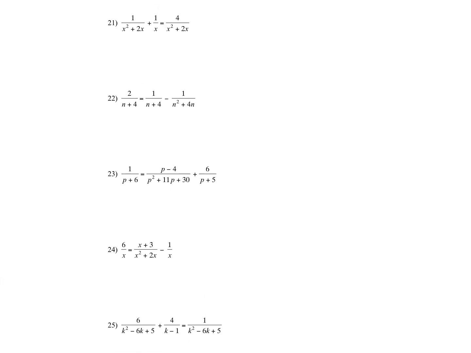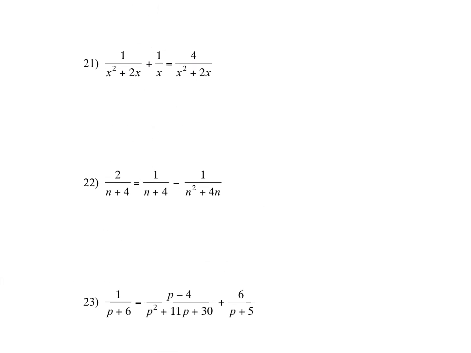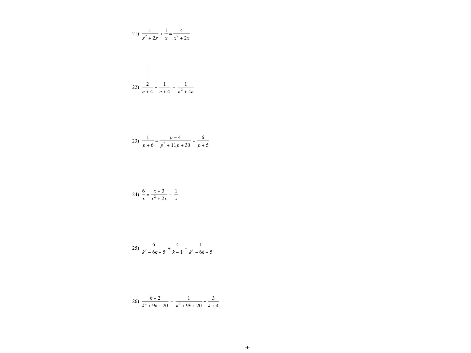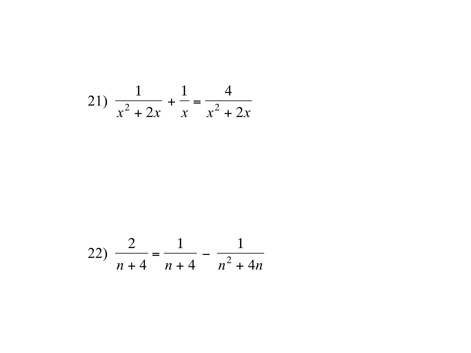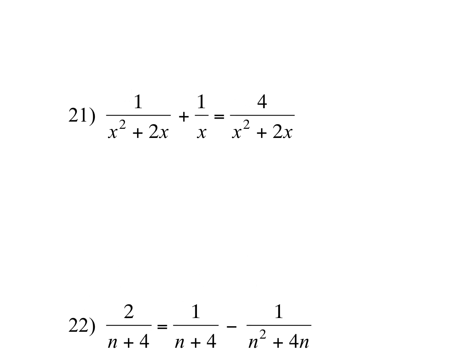All right, so let's knock out this last page. This last page is all going to be rational equations with variables in the denominator. So let's try a bunch of these. All right, so something like 21.